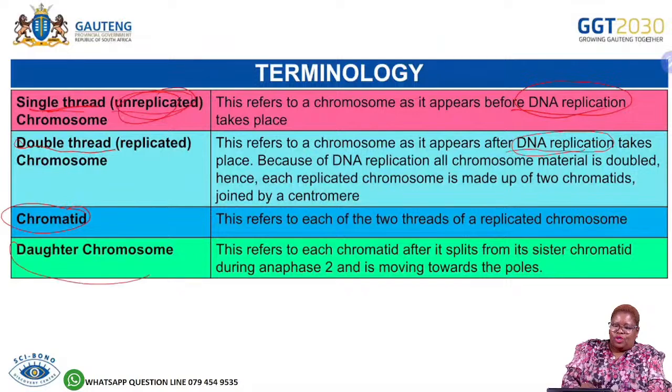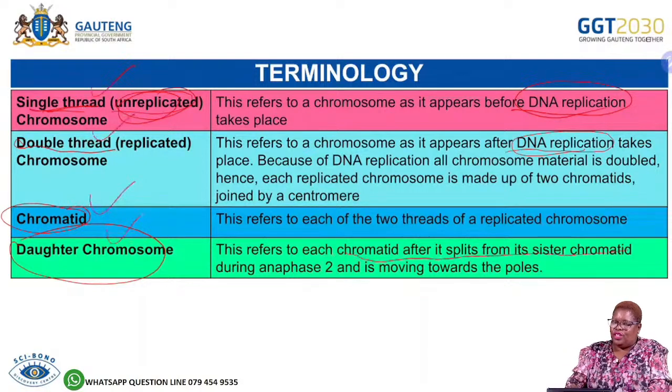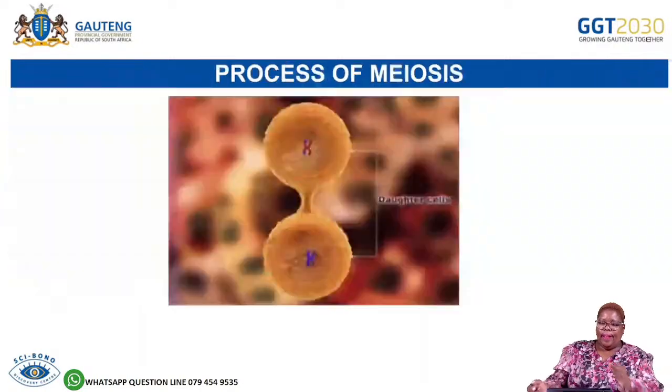Then let's talk about the daughter chromosome. Remember, we've got single thread, double thread, chromatid, then daughter chromosome. What is a daughter chromosome? We refer to each chromatid after it splits from its sister chromatid during Anaphase 2. You will see that when we do those phases, and it's moving towards the poles. I will show you when we get to that. So you need to differentiate between this terminology.